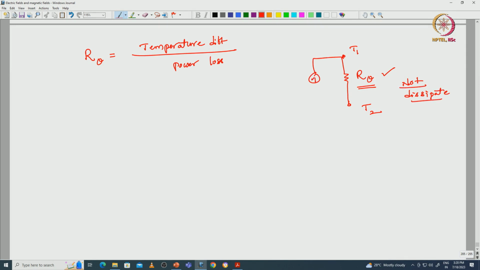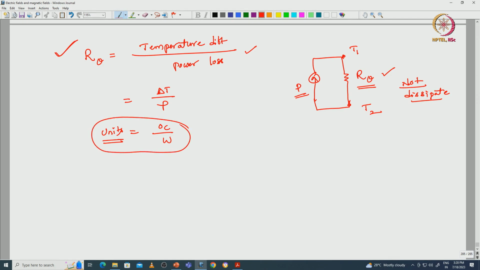and the power loss is considered as a source here, and the thermal resistance is nothing but temperature difference divided by power loss. This equation is derived with respect to the empirical approach, that is delta T by P, and here we see the degree Celsius per watt units. Thermal resistance is nothing but the impedance which opposes the flow of heat, that is R theta, and the units are degree Celsius per watt or Kelvin per watt.